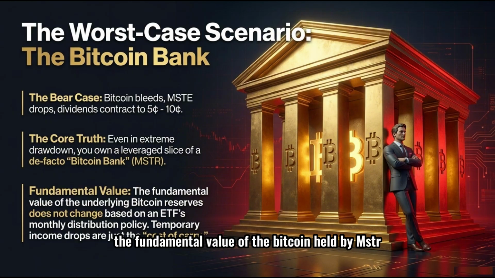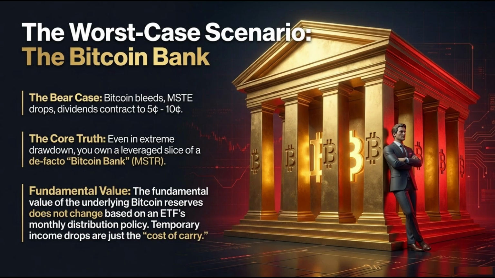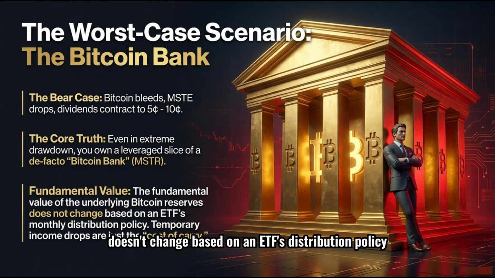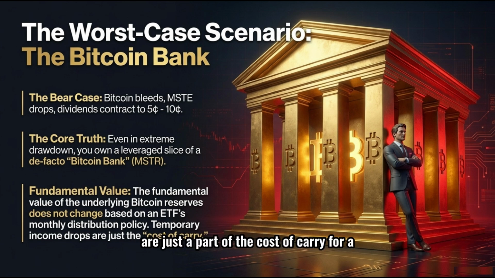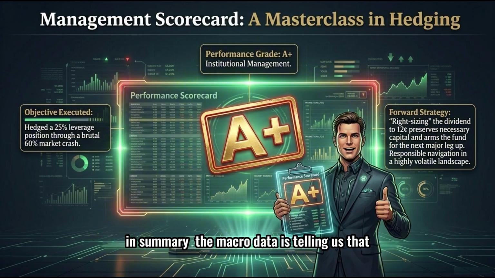But even then, you still own a leveraged piece of a company that is essentially a Bitcoin bank. The fundamental value of the Bitcoin held by MSTR doesn't change based on an ETF's distribution policy. As long as you believe in the underlying asset, the temporary adjustments in the income are just a part of the cost of carry for a high-performance leveraged position. In summary, the macro data is telling us that a distribution cut is likely, but it's also telling us that the management is doing a fantastic job.